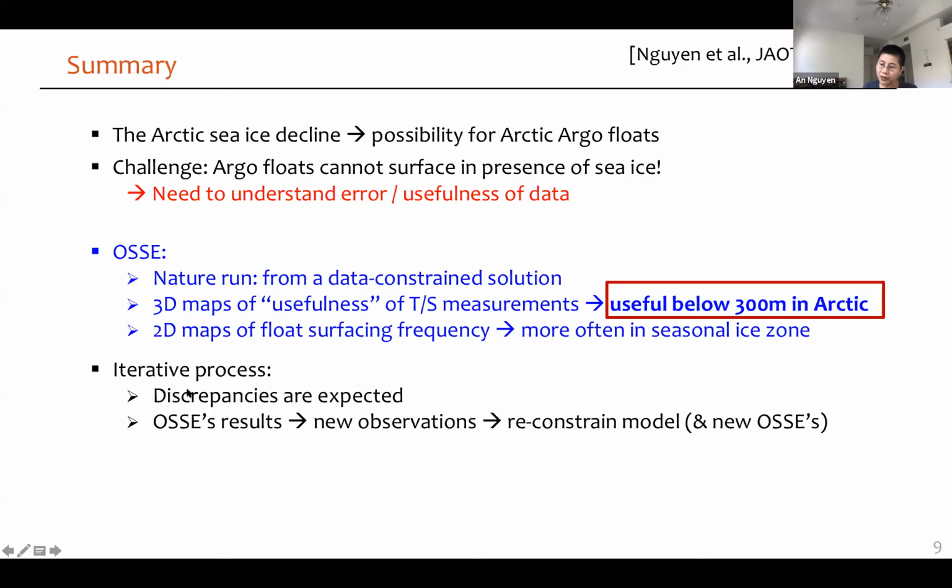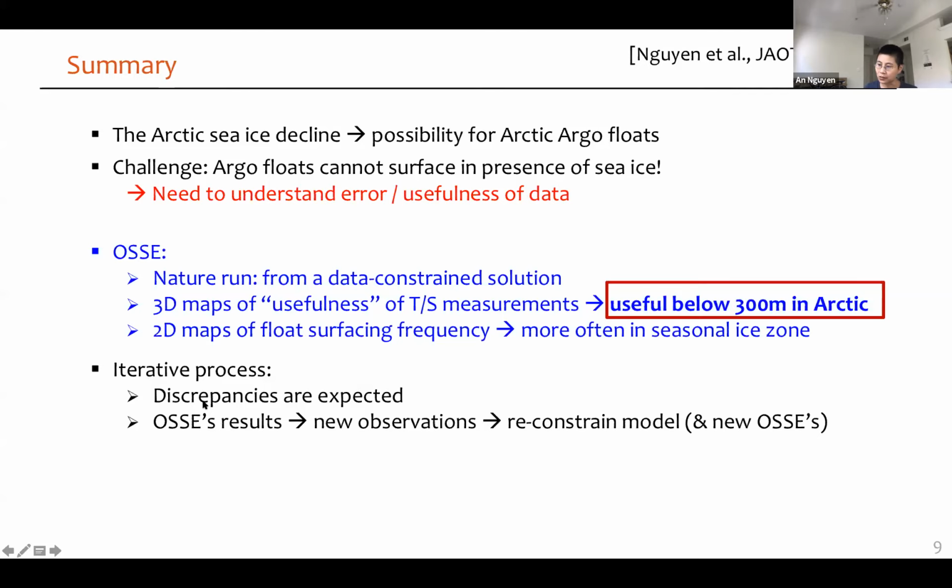But I want to emphasize here that we need to understand this is an iterative process, and iterative in the sense that we know the nature run. There can be a discrepancy compared to reality. And so what we need to do is understand this recommendation or assessment, but then we have to deploy and obtain new data to reconstrain the model. And then through that process, eventually you would end up with the real improvement in the model.